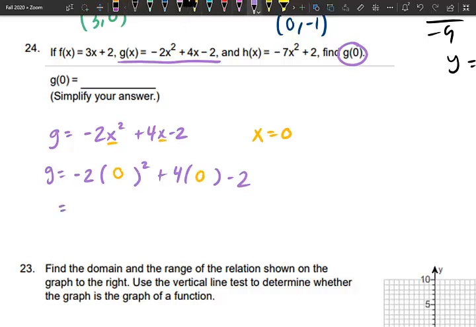So negative 2 times 0 squared, that's 0. 4 times 0 is 0. So that leaves us with negative 2. So our answer, g of 0, equals negative 2.